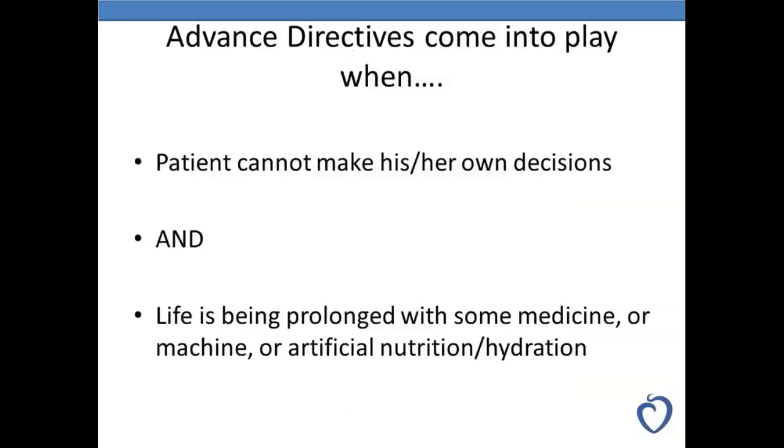Now, advanced directives, once you have put this down, we're going to talk later about the papers. Once you have the advanced directive, it comes into play when you cannot make your own decisions. So as long as you have decision-making capacity, I don't really need to look at the advanced directive. I could just talk to you to see what your wishes may be. Once you lose your decision-making capacity and you have a life which is being prolonged by artificial means, then these decisions come in handy.